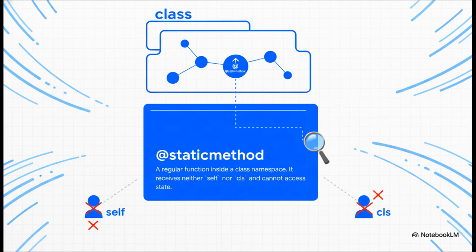A static method is really just a normal function that you've decided to put inside a class, mostly just to keep things organized. You mark it with @staticMethod, and here's the key. It doesn't get self or cls passed into it.